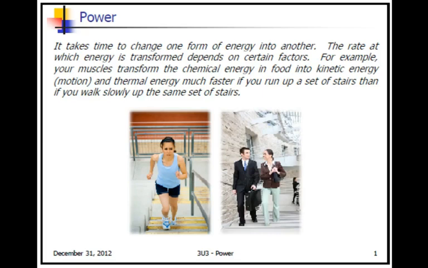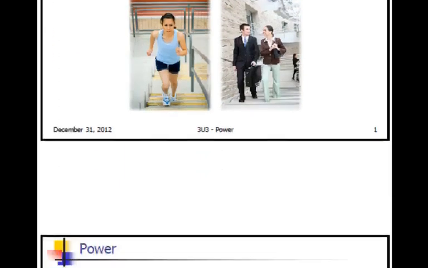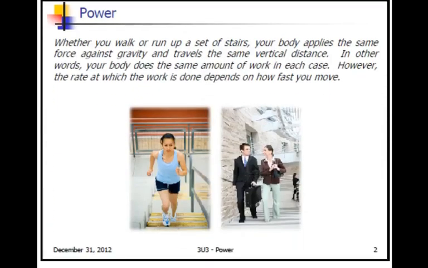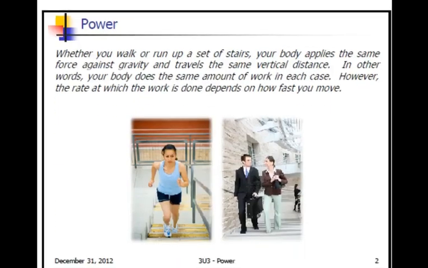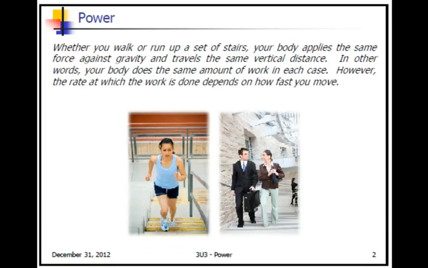And they would do that faster if you're running up a set of stairs than if you're walking up the stairs instead. So whether we walk or we run up the set of stairs, our body applies the same force against gravity and travels the same vertical distance. In other words, we do the same amount of work, but the rate at which we do the work is different. It depends on how fast we move.